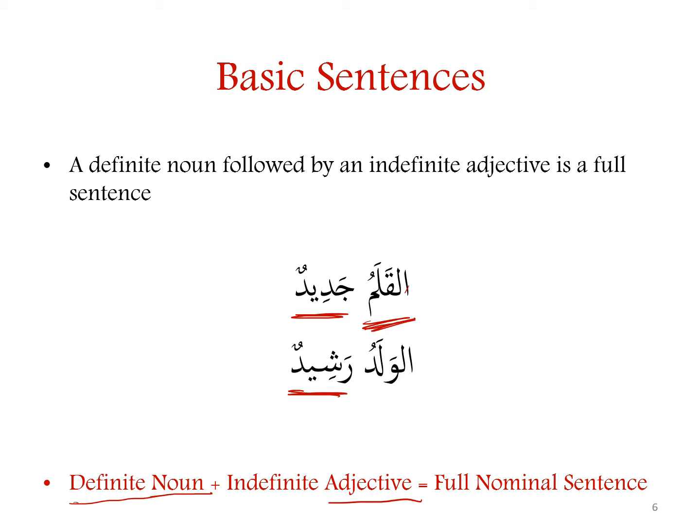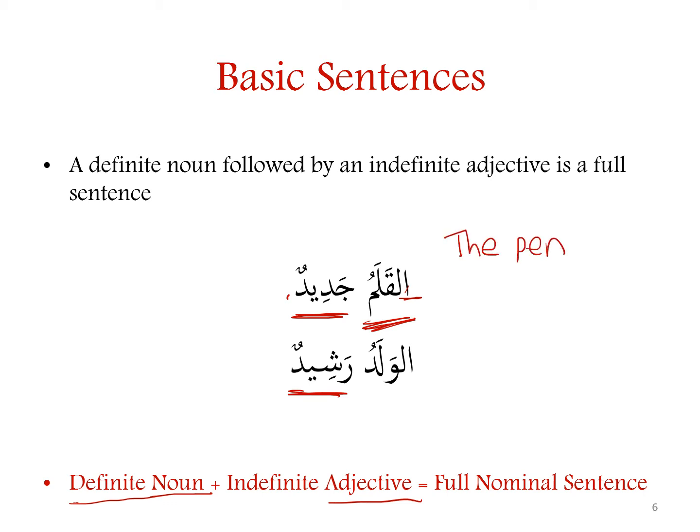Now, if we have a definite noun, like here, al-qalamu, followed by an indefinite adjective, this is a full sentence, full stop. So in other words, the listener who hears this is not waiting for more information. They've understood completely what you're trying to say. You don't need to add anything to it. So let's break down this sentence. Al-qalamu is definite because we have alif lam and no tanween. So it means the pen.